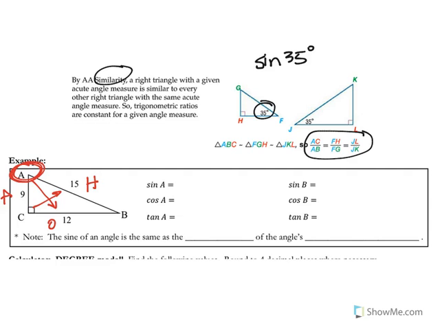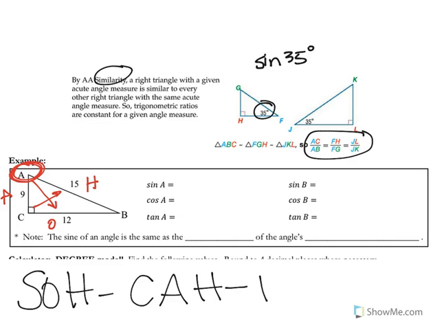So now I'm going to do sine of A. Let's remind ourselves, SOH CAH TOA. Sine is opposite over hypotenuse. You don't have to write that, but I find it helpful when you're beginning. Opposite in this case is 12 over hypotenuse, which is 15. In this case, we do have to simplify because those have a common factor. 12 and 15 both have a common factor of 3, so I've got 4 over 5.